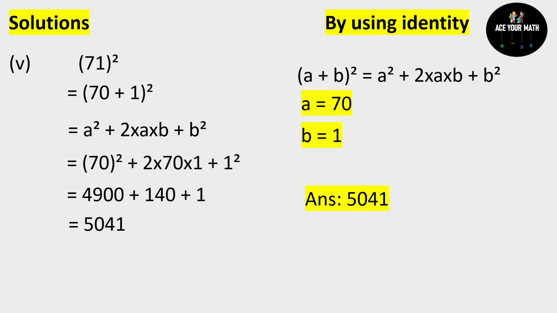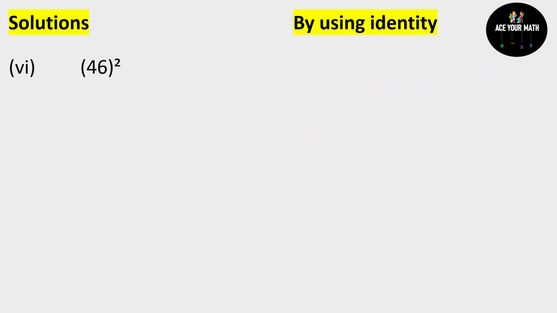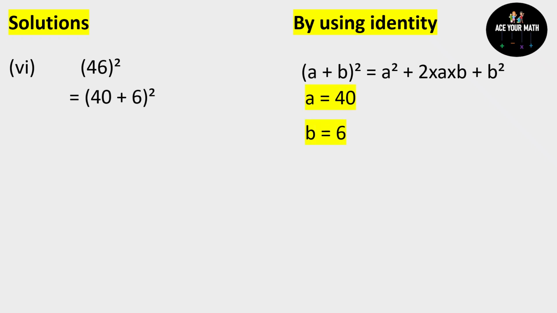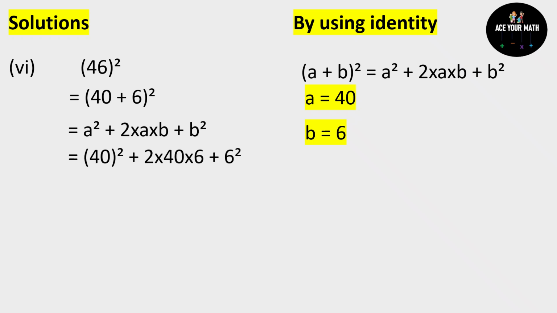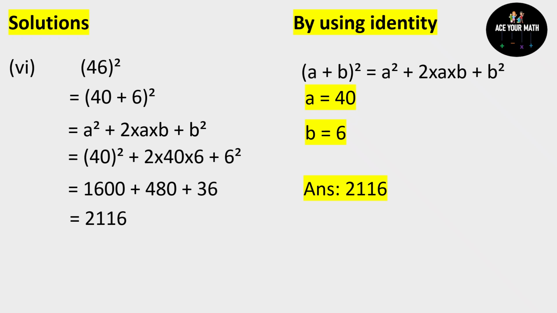Okay. Now the sixth part is find the square of 46. Again by using the identity we are going to solve. 46 can be written as 40 plus 6, which is the (a plus b) whole square form. So a is 40, b is 6. Again using the identity, just put the values there. It will become 40 square plus 2 multiplied by 40 and 6 plus b square, which is 6 square. See, 40 square will give you 1600, plus 480, plus 36. 6 square is 36. Now add these three values, you will get 2116. So the square of 46 is 2116.